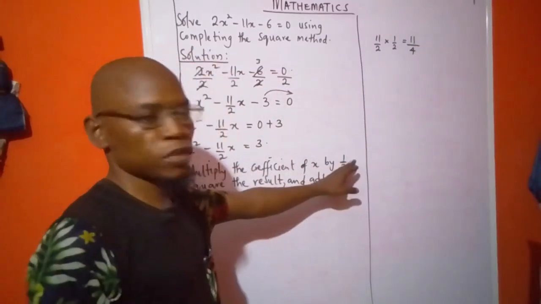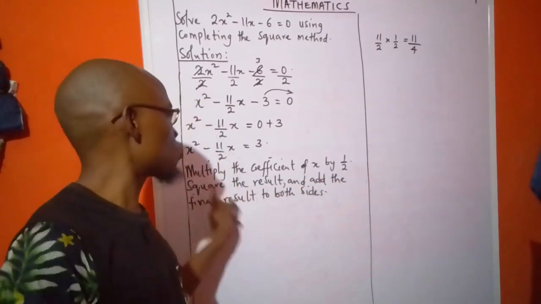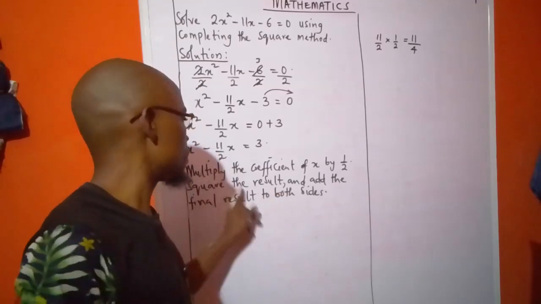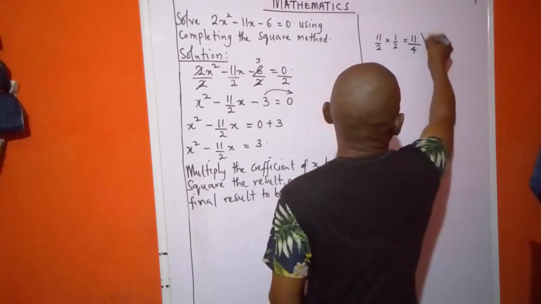So we've multiplied the coefficient of x by 1 over 2. Now the next thing is to square the result. So the result we have here, we square it.